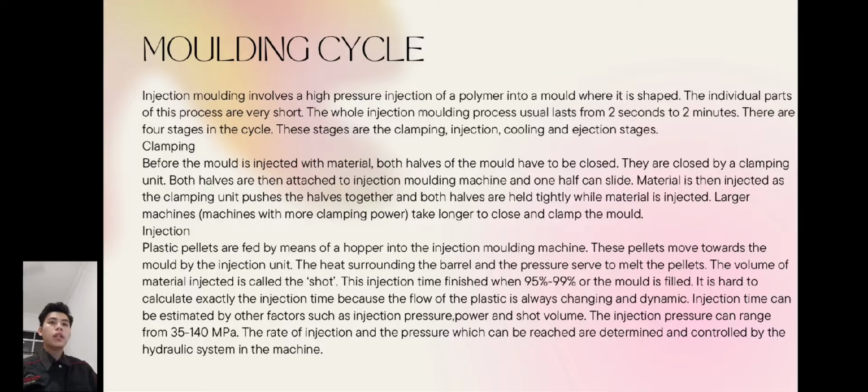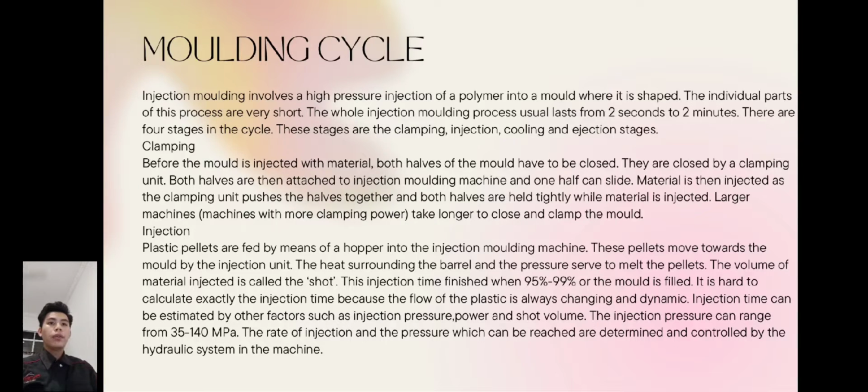Molding cycle. Injection molding involves a high pressure injection of a polymer into a mold where it is shaped. The individual parts of this process are very short. The whole injection molding process usually lasts from 2 seconds to 2 minutes. There are 4 stages in the cycle. These stages are the clamping, injection, cooling, and ejection stage.